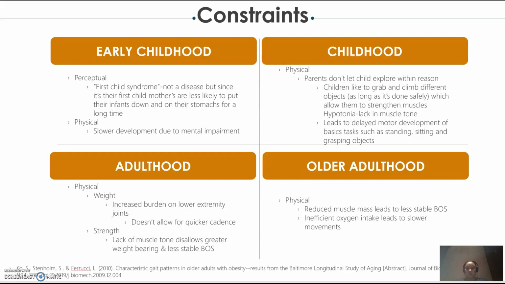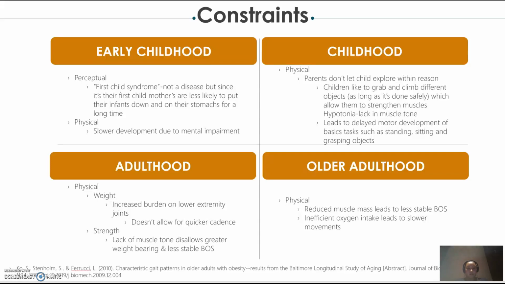Now, during childhood, a constraint is that parents don't let their child explore. Now, I get that they want to keep their children safe, but if you don't let your child climb and throw things, they're not going to develop as well, like their muscles won't be as strong as they could be. Children like to climb and grab things differently, which allows them to strain their muscles. If they're not allowed to do this, this could lead to hypotonia, which is a lack of muscle tone, which then leads to delayed motor development of basic tasks such as standing, sitting, and grasping objects.